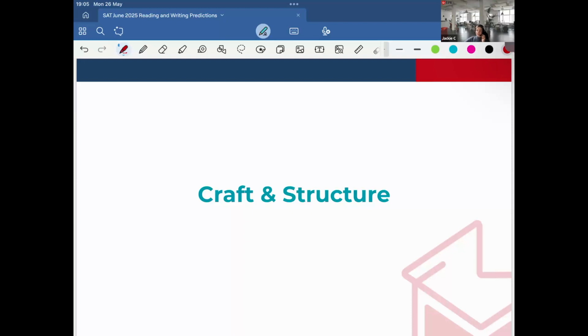Okay, and the final domain to discuss is craft and structure. Again, I know I get comments on where you can get more practice on these. You can look literally at all my previous playlist of these ones because I go through a lot of them. So let's look at craft and structure.